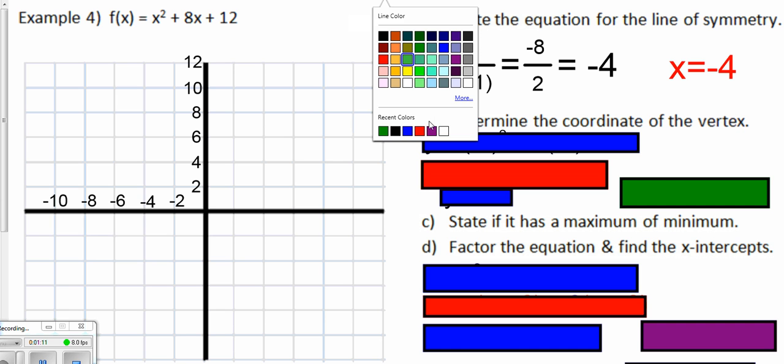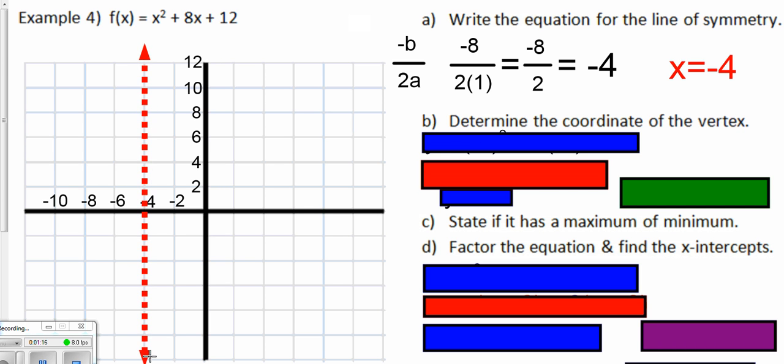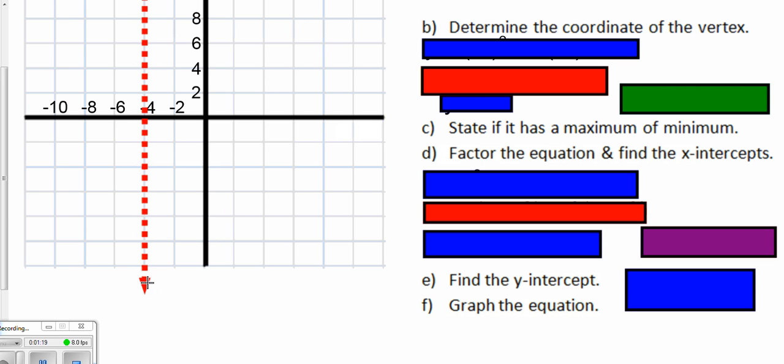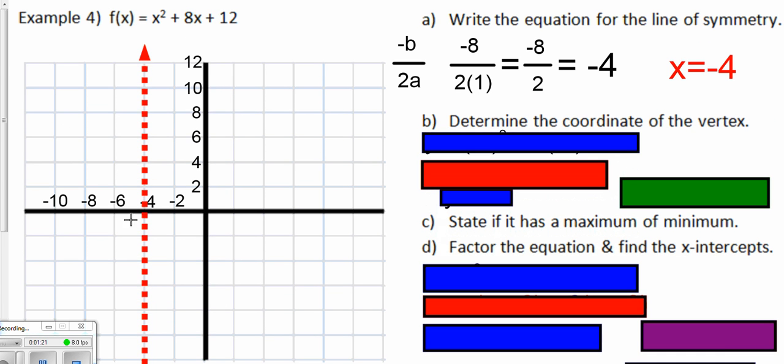I want to go ahead and just draw that in actually. This is our axis of symmetry. This is going to be the mirror spot, this line vertically up and down here.